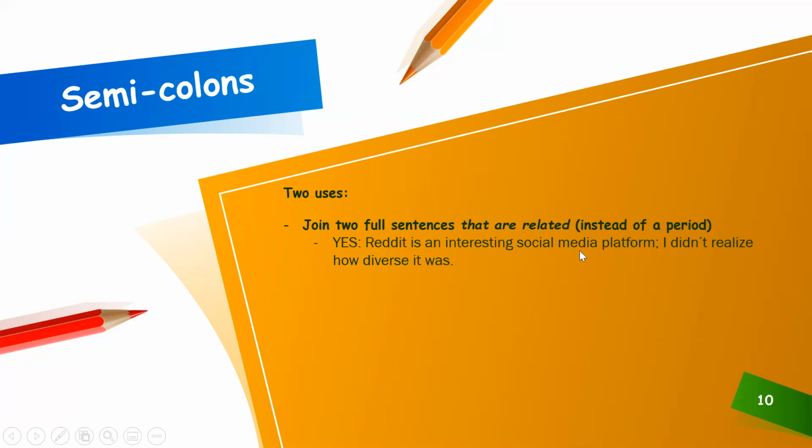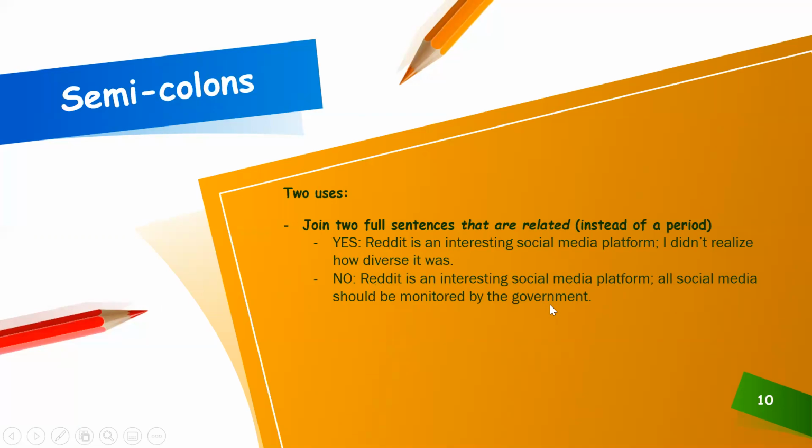So I've stayed on topic, and I'm very connected in terms of what these sentences are talking about. You would not want to use a semicolon if the two sentences are not super connected. So in this example, Reddit is an interesting social media platform; all social media should be monitored by the government. They're kind of connected because Reddit is social media, but saying that Reddit is interesting and then making a general sweeping statement about all social media should be monitored by the government, they're not really connected statements at all. So you would not want to use a semicolon.